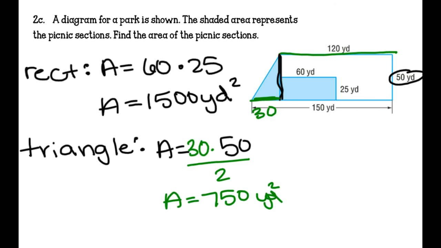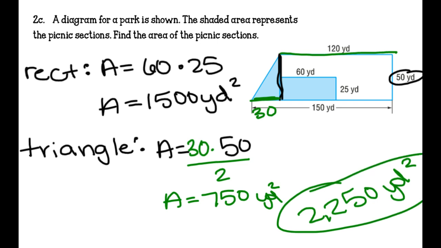And then I add them together, and the area of the whole shaded region is 2,250 yards squared. Circle it, and that's my answer. And the video is done. It just won't pause.